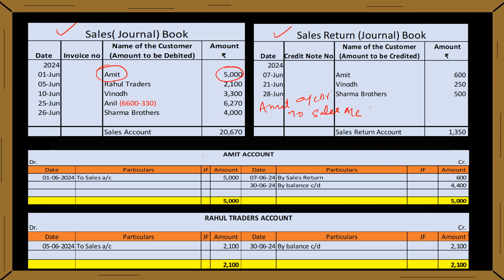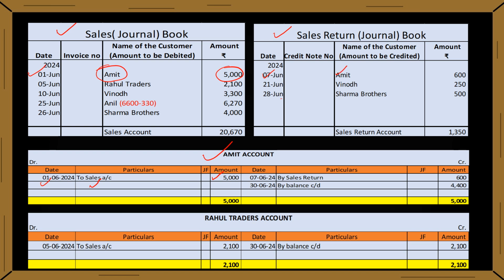So I am opening the Amit account here. In the journal entry we have credited sales, so in the Amit ledger account we are going to debit sales account. The date is 1st June 2024, to sales account 5,000 rupees. Now let us see if there is any return from Amit. Yes, there is one return from Amit on 7th June.